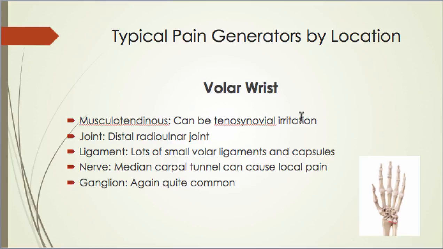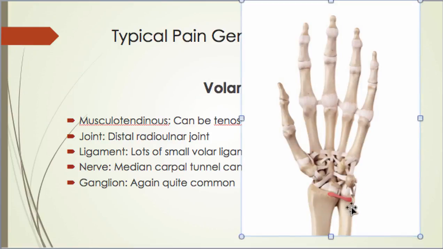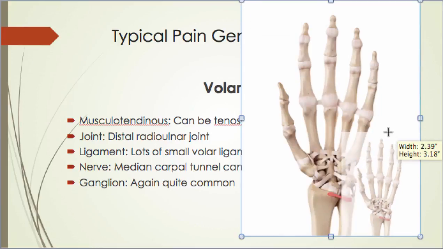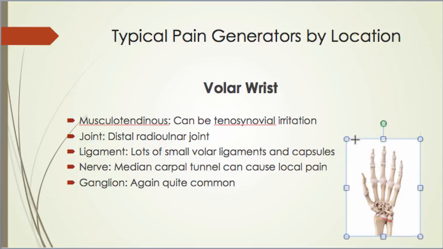Again, the distal radial ulnar joint can be affected, and just like the dorsal side, there's lots of little ligaments. Here we go, lots of them between them. If we get disruption of a key ligament here, which you'll see later, that can lead to true instability at the wrist and lots of problems. Okay, clearly the median nerve is the key one. We'll talk about carpal tunnel syndrome a little later. That can cause volar wrist pain as well, and ganglions are common.